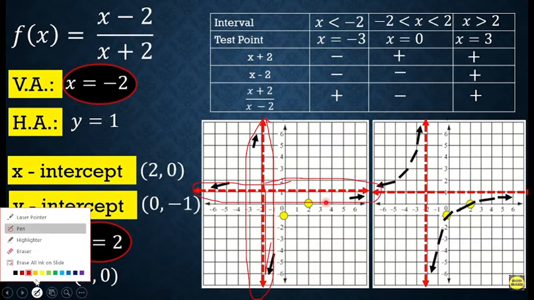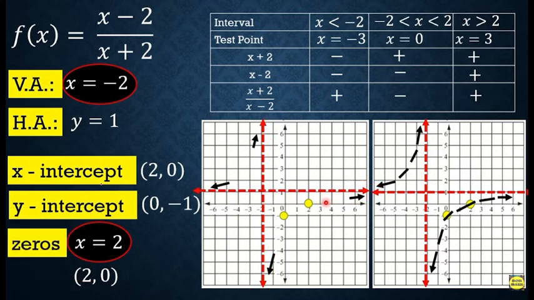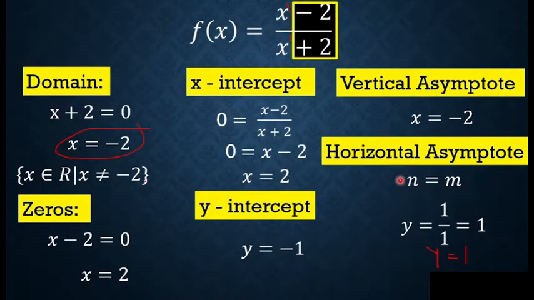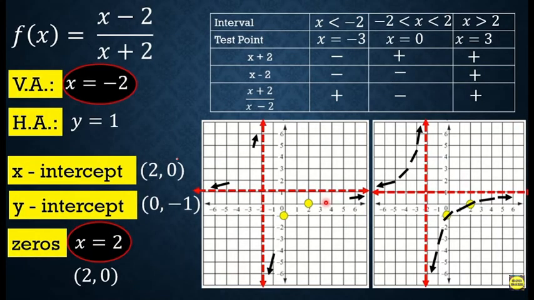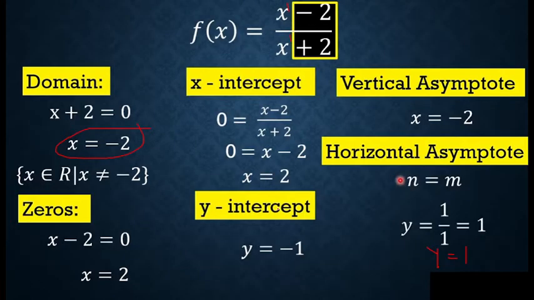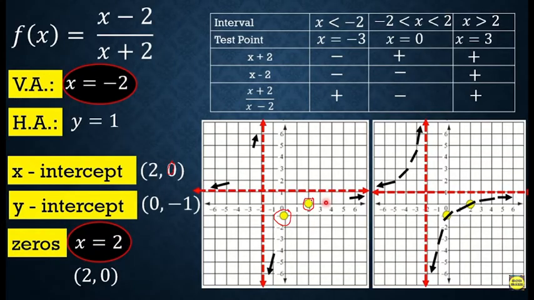This is the restriction. Next, the x-intercept is 2. Equate to 0 and put 0 in our range, so the point is 2 and 0. Here it is. And the y-intercept is 0 and negative 1, here. Then 2 and 0 again. For the zeros, x equals 2.